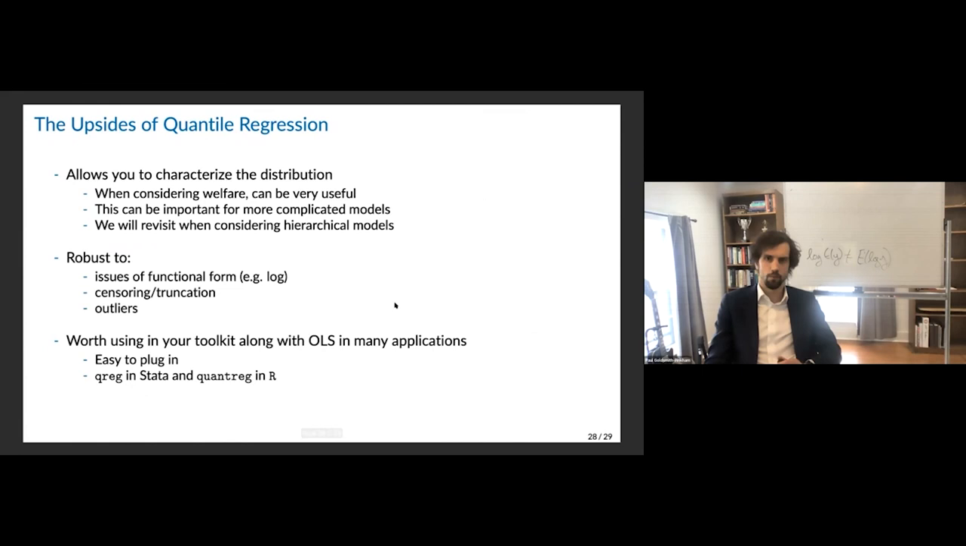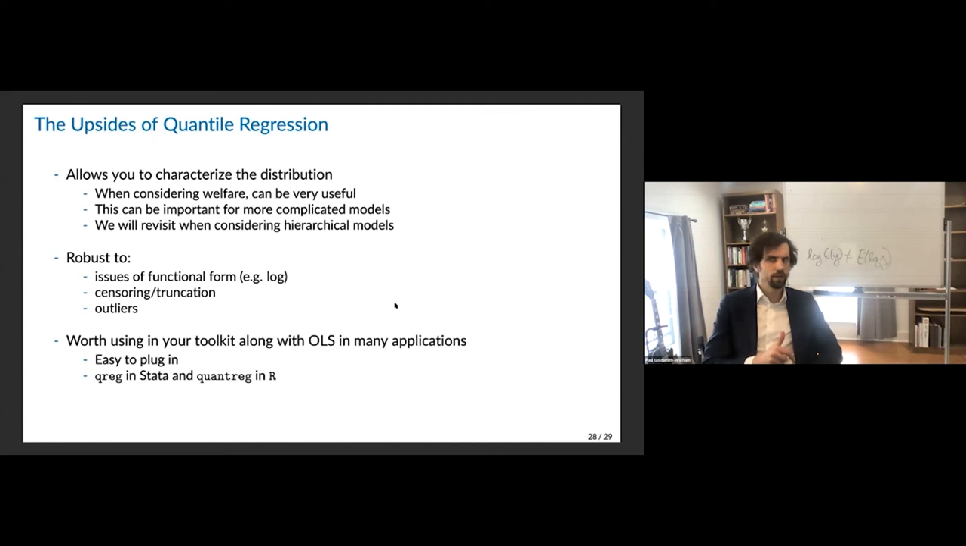This can be really useful for considering welfare, like when you want to think about the whole distribution of who's benefiting, who's losing. It can be important when you're thinking about models and you have more complicated models that are going to have implications that are nonlinear across the distribution. We're going to try and revisit this when we're thinking about hierarchical models and shrinkage more generally.